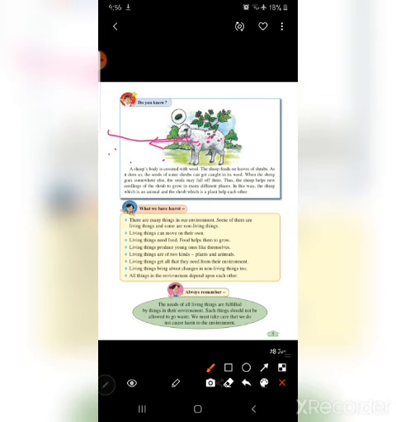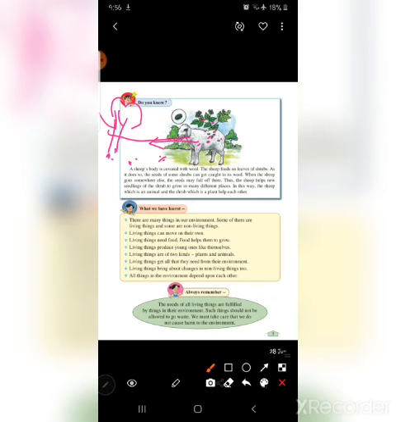Then what happens, children? Where the seeds fall, there the seedlings of that plant grow, and a new plant grows. So the sheep helps the plant in growing. Yes or no? It was one plant, now it became many plants. So the sheep helps new seedlings of the shrub to grow in new, different places.